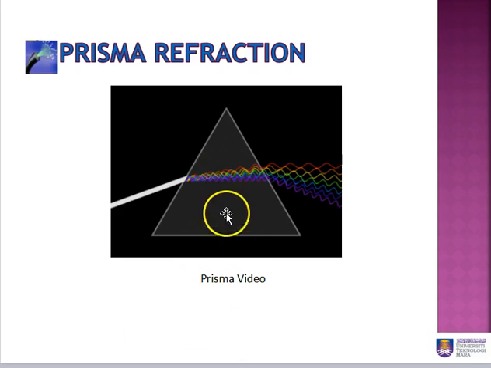The violet wavelengths are refracted most, whereas the red wavelengths are refracted least. This is called prismatic refraction. It is this phenomenon that causes rainbows, where water droplets in the atmosphere act as small prisms that split the white sunlight into various wavelengths.